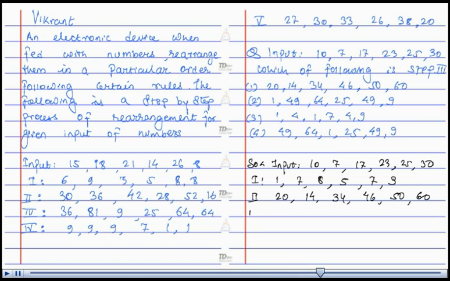So in step 3, it will be the square of the numbers of step 1, that is 1, 49, 8 square is 64, 5 square is 25, 7 square is 49, and 3 square is 9. So this is the required step which we want. So the answer therefore turns out to be the second option.